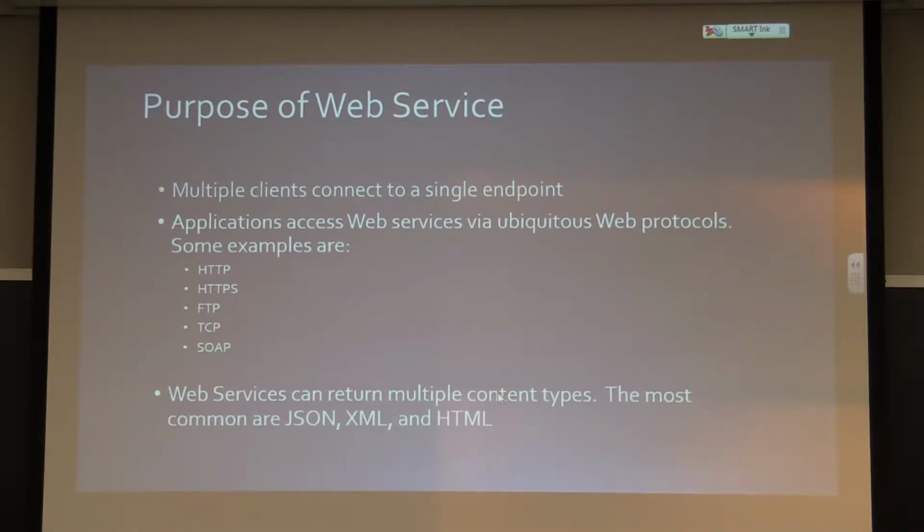Our applications access web services via ubiquitous, which I love that word, web protocols. Some of the examples are HTTP, HTTPS, FTP, TCP, and SOAP. And our web services return different content types. So the information that gets sent back can be sent back as JSON, XML, HTML, and those are just examples.